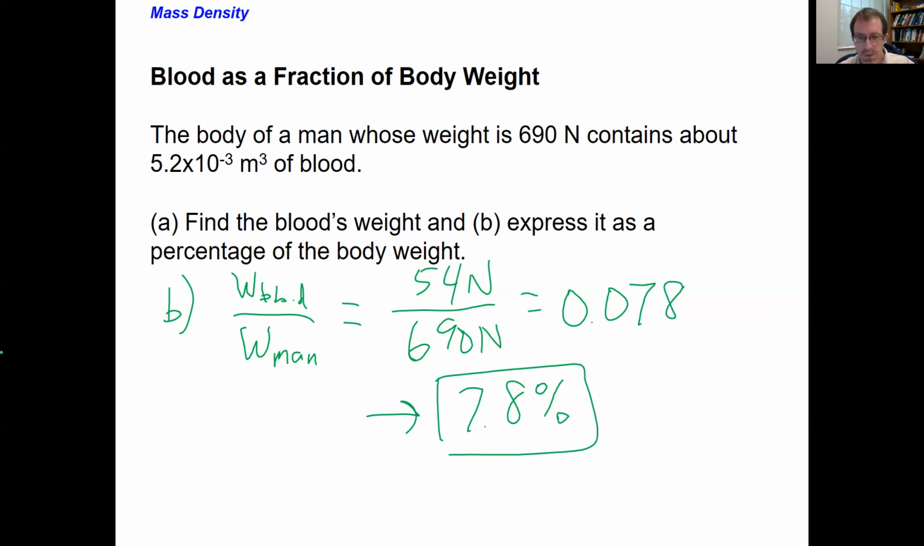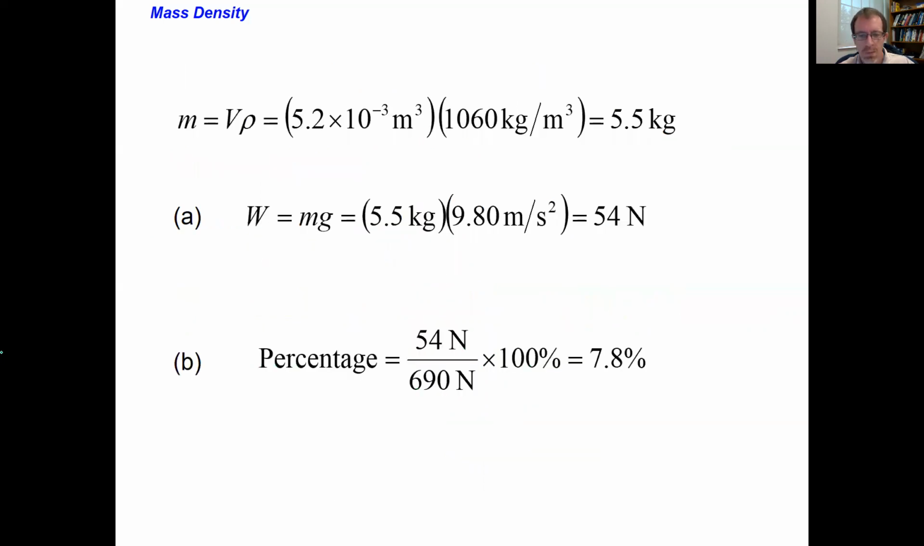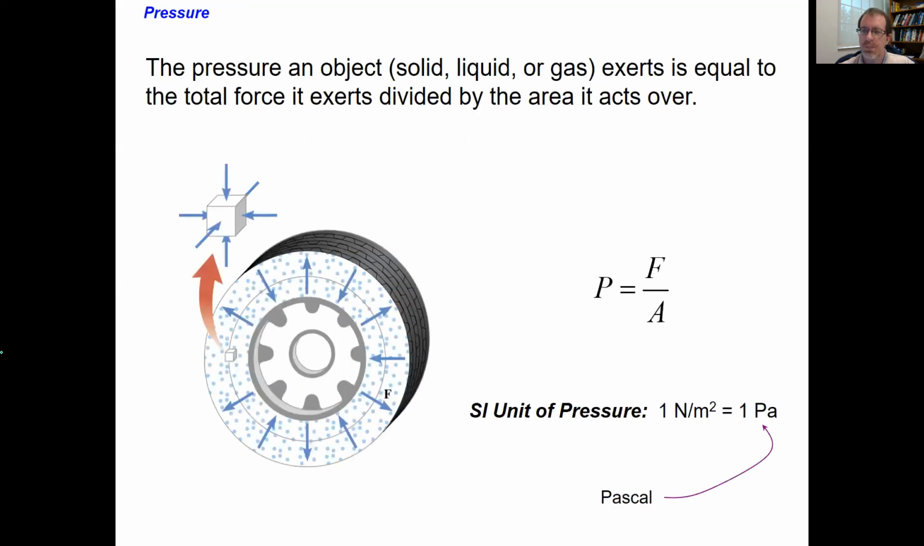All right. Let's make sure that I'm right here. Yeah, okay. 5.5 kilograms worth of blood. That blood then has a weight of 54 newtons if we're here on Earth, where the gravitational acceleration is 9.8 meters per second squared. And then, yes, that's 7.8% of the person's total body weight. All right. So that was an exercise in density. We're going to move on now to pressure.